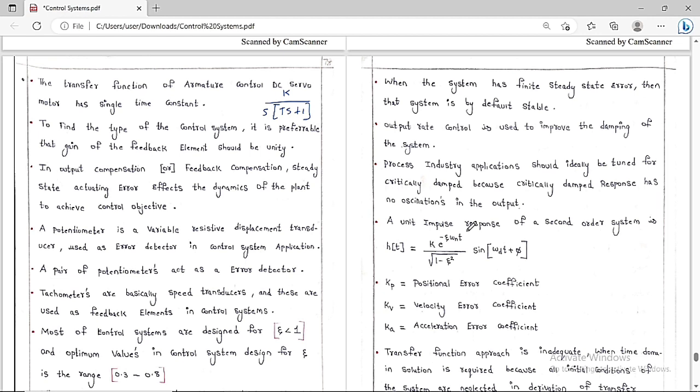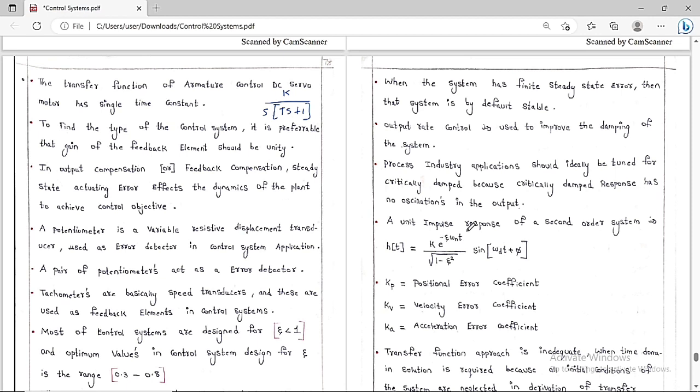So with the help of output rate control or feedback control, we are basically improving the damping of the system. Improving the damping of the system means the damping ratio is going to increase. Therefore, output rate control is used to improve the damping of the system.